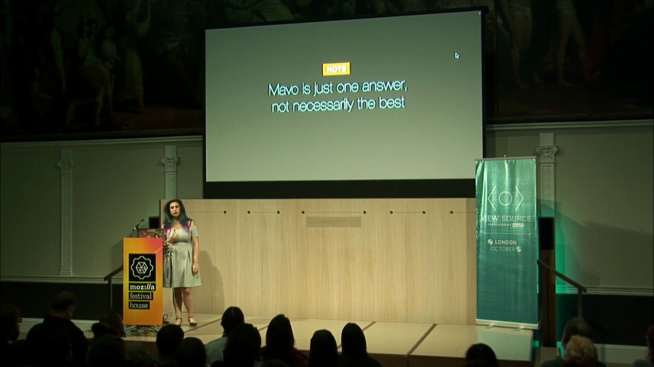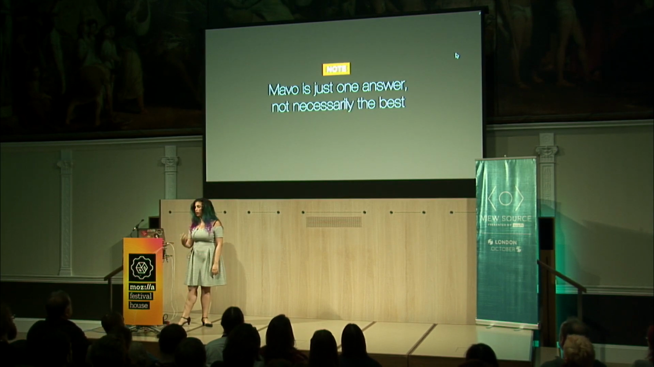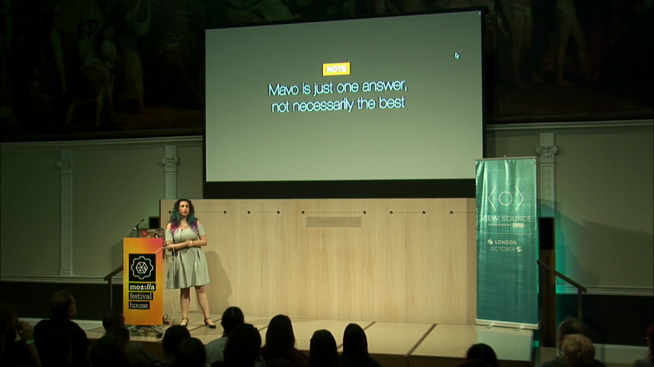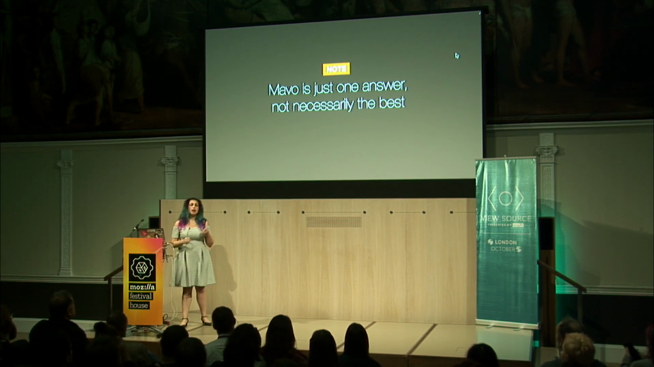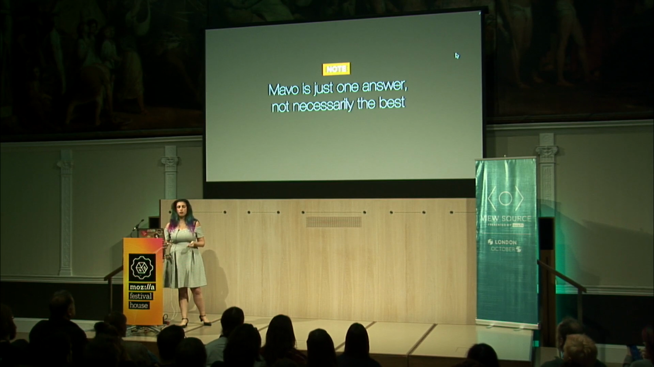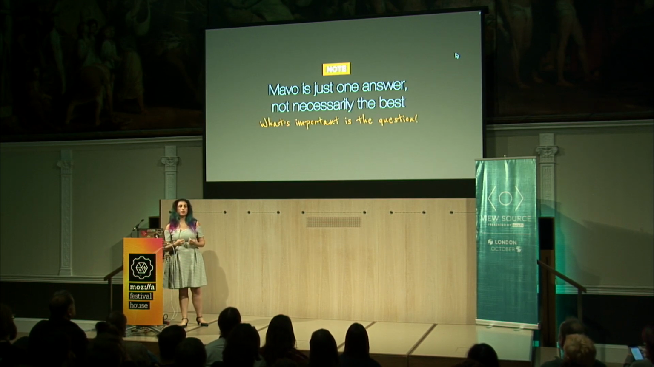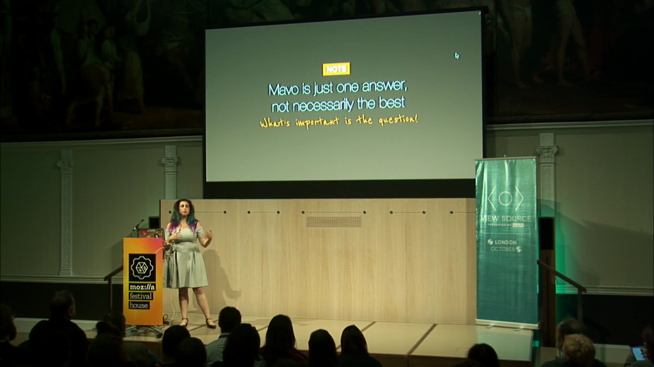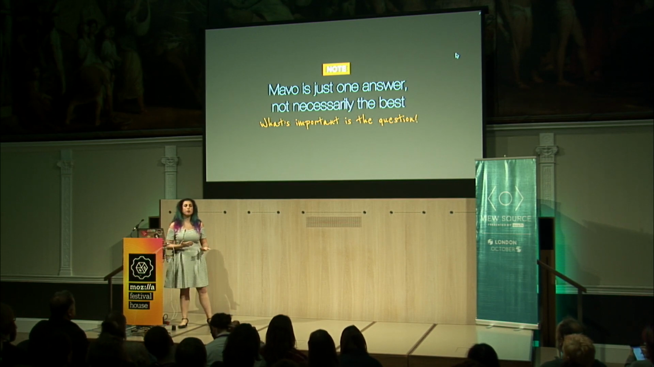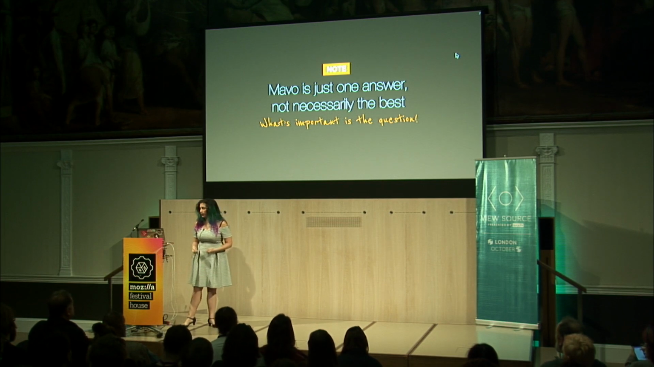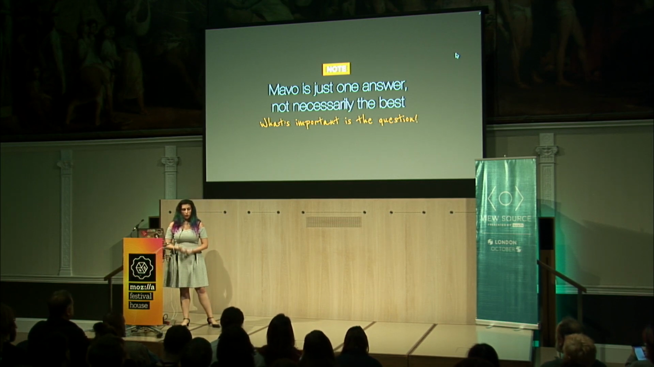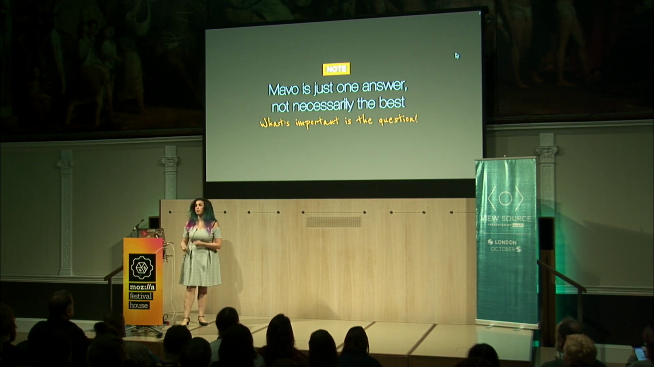So before I move on to describing what Mavo actually is, I want to make one thing very clear. Mavo is just one answer to the question. It's not necessarily the best. It's the one we've been working on. But the main thing is getting the dialogue going. What's important is the question. And maybe if more people start thinking about the question, if more people try to make web programming easier, eventually we might end up with something that actually solves this problem. Maybe it's Mavo, maybe it's something like Mavo, maybe it's completely different.